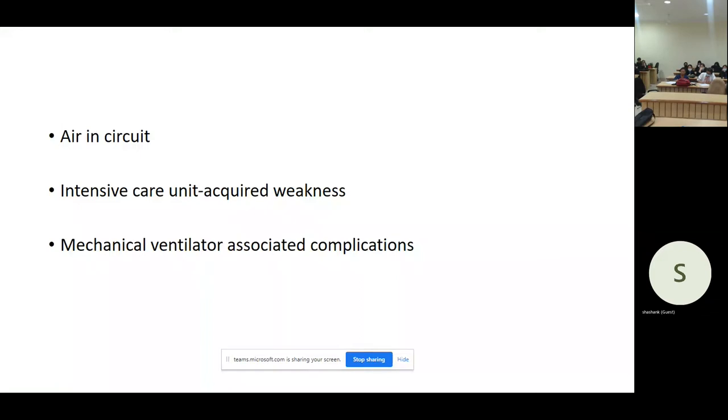Then ventilator associated pneumonia. If the secretions are pooling and not cleared frequently, it leads to ventilator associated pneumonia, and ventilator associated lung injury due to high pressures and barotrauma. And if a patient is on a ventilator for a longer duration, it leads to swallowing dysfunction. Clear? So these were the two last points: ICU acquired weakness and mechanical ventilator associated complications, where the role of a physiotherapist comes into picture in management of an ECMO patient.